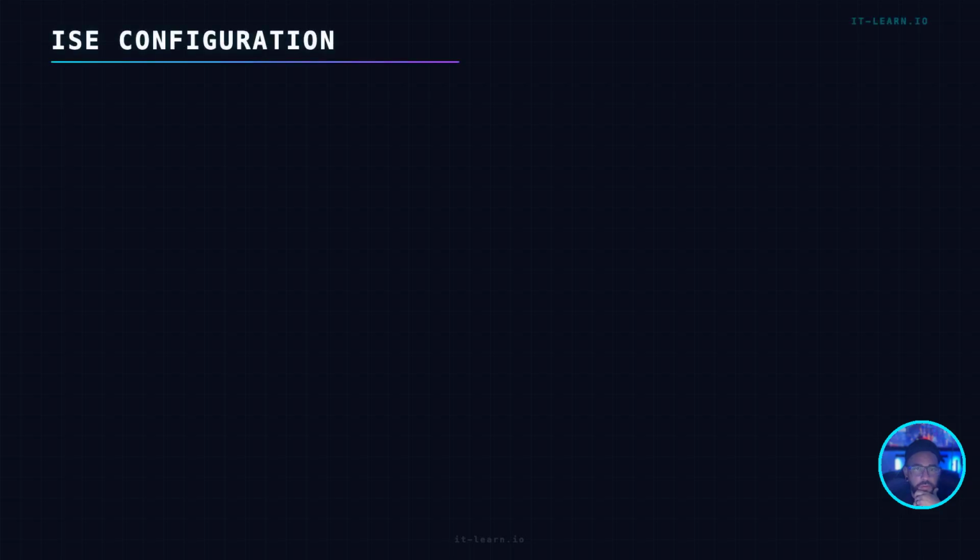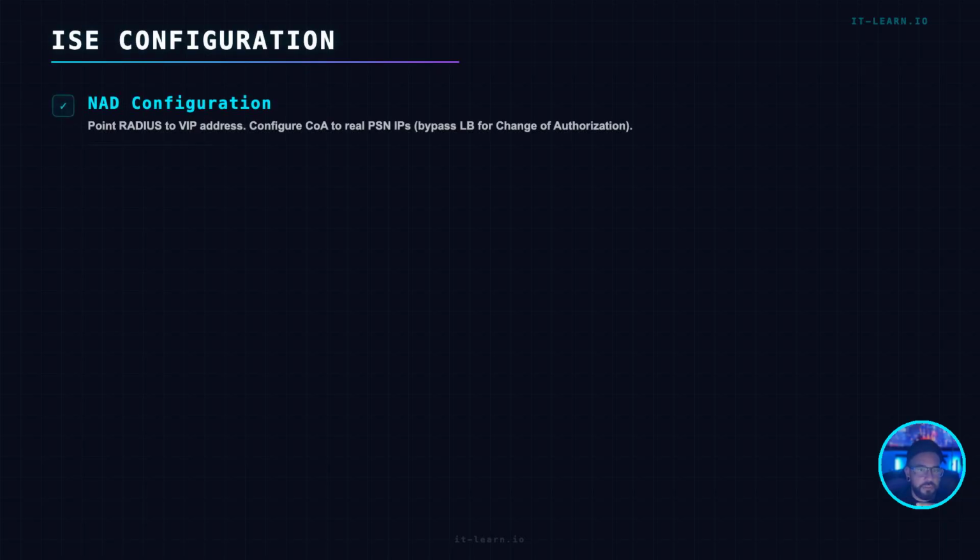Let's talk about some of the requirements from the Cisco ISE perspective configuration. We're going to need a NAT configured, and every switch and WLC, or wireless LAN controller, needs to point to a RADIUS server configuration at the VIP. But for change of authorization, you configure each PSN's real IP address individually on the NAT. So in this case, CoA traffic bypasses the load balancer entirely.